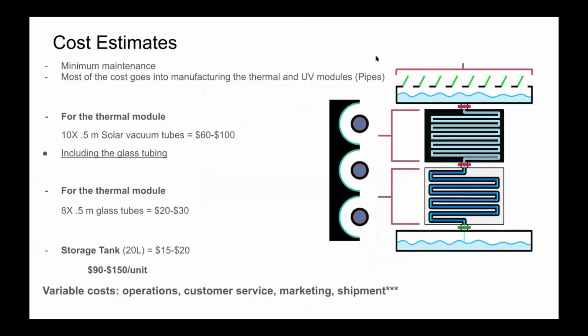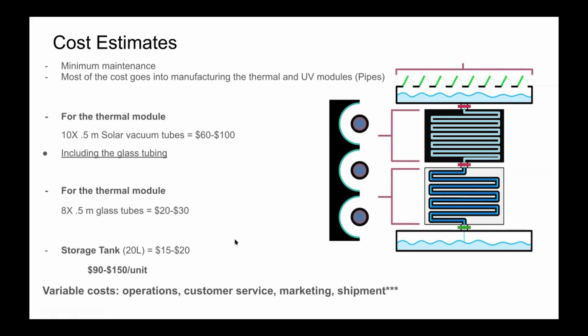And for some of the cost estimates, we have fixed costs. These are initial values, but let's start actually with the variables. The variable costs: we have the operations like salaries and renting a warehouse. We have customer service, marketing, and shipment. Shipment actually depends on weight and distances and partnership contracts and many other factors.